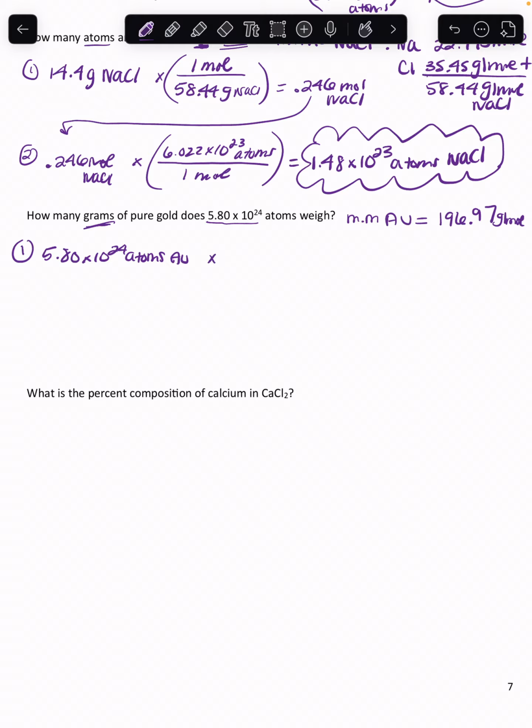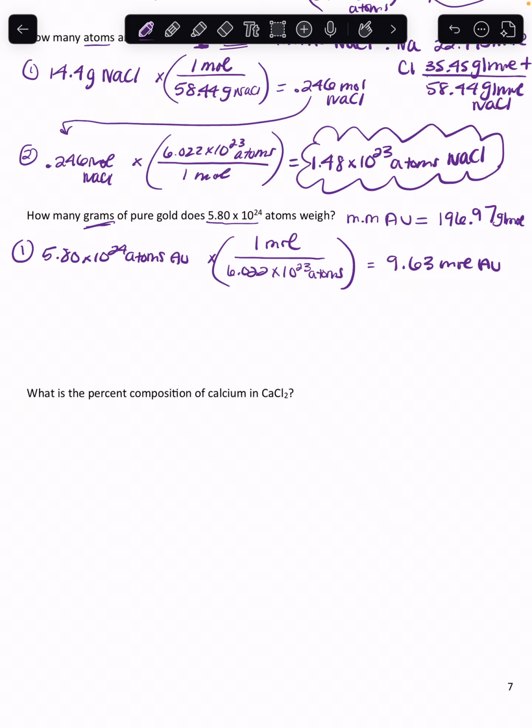To take this back to moles, I'm going to put 1 mole on the top. And I'm going to divide this by Avogadro's number. And so when I divide it out, I get 9.63 moles of gold. Now this is a ton of moles. I know y'all don't know chemistry yet like that. But like, this is a lot of moles. It's my calculation. It's fine.